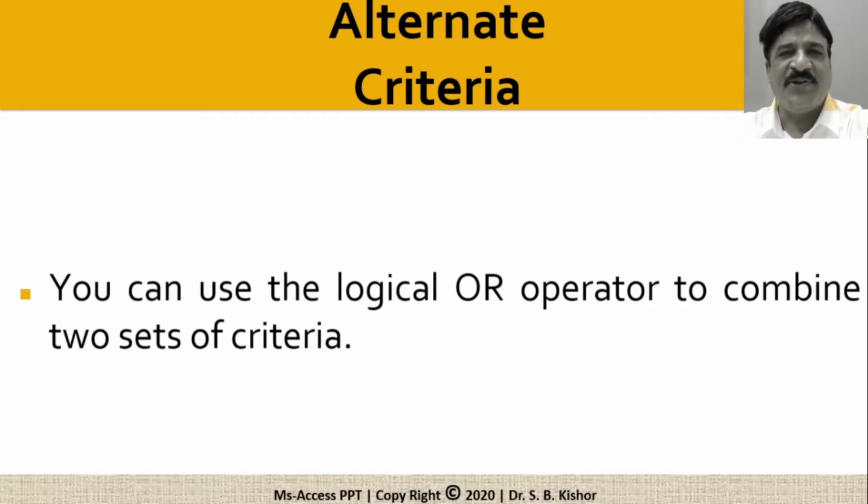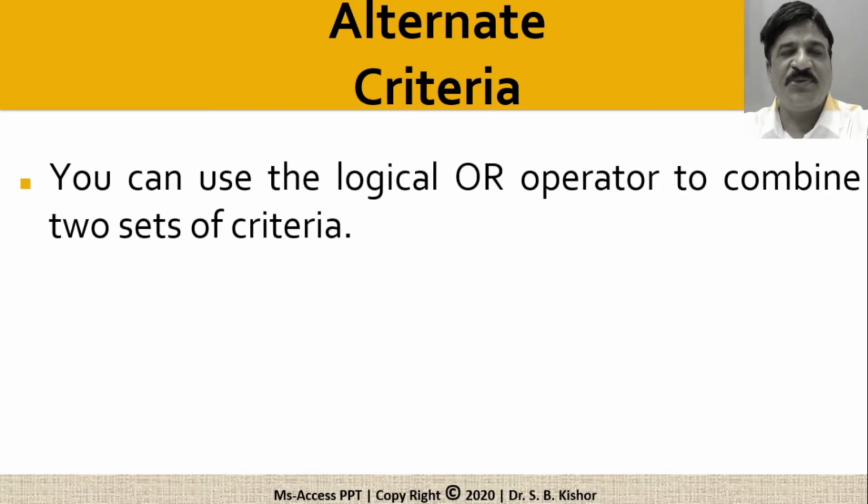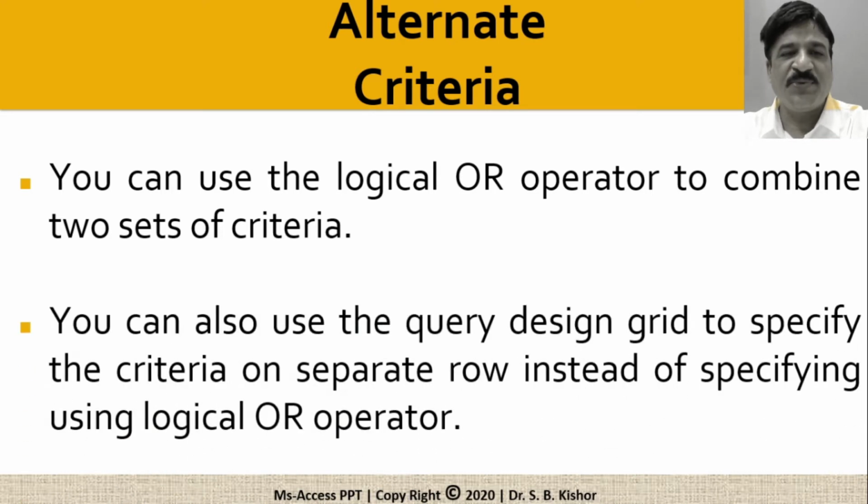Criteria is nothing but the condition. So what is alternate criteria? It means you can specify one or more conditions by means of a logical operator. Instead of using a logical operator, you can also use the query design grid to specify the criteria on a separate row. So how to do it? We will see in our practical session.